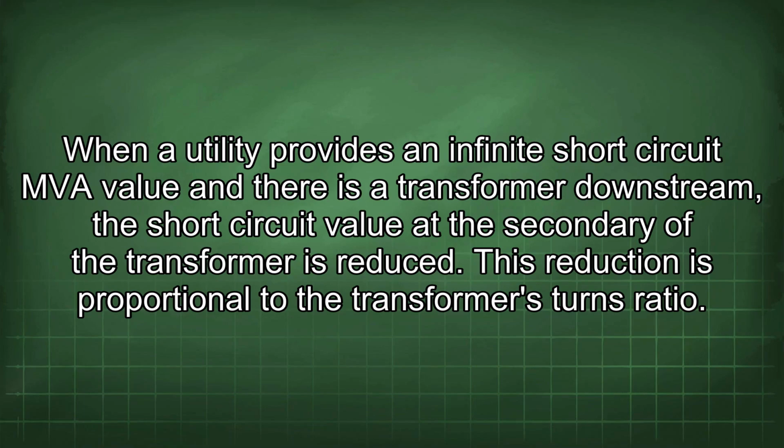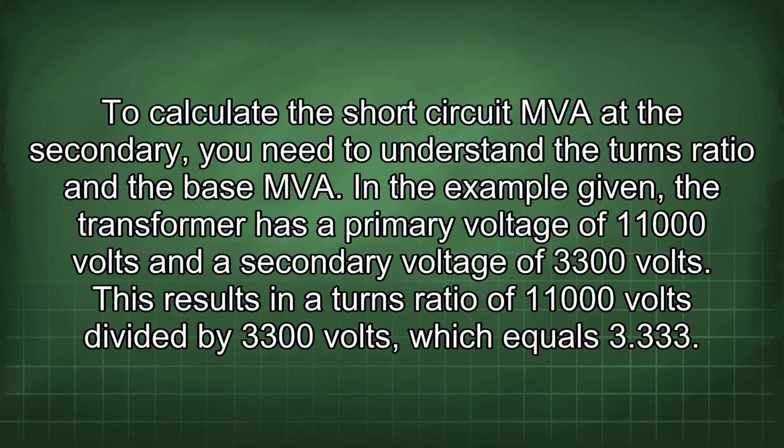When a utility provides an infinite short circuit MVA value and there is a transformer downstream, the short circuit value at the secondary of the transformer is reduced. This reduction is proportional to the transformer's turns ratio. To calculate the short circuit MVA at the secondary, you need to understand the turns ratio and the base MVA.